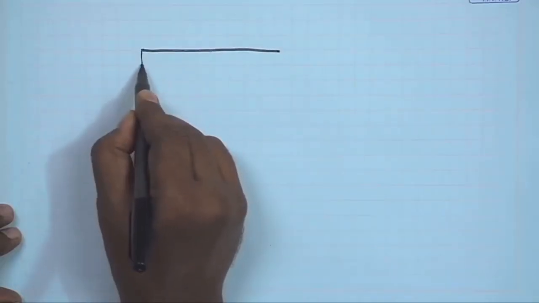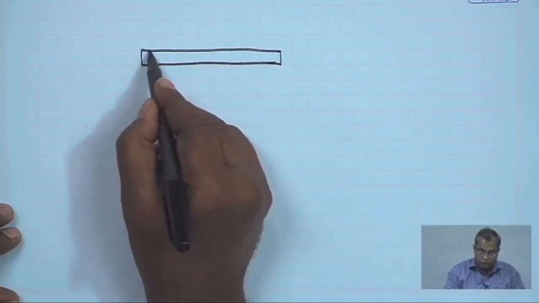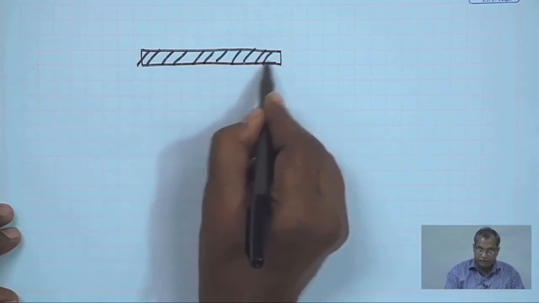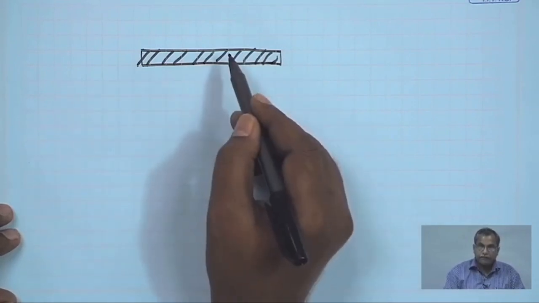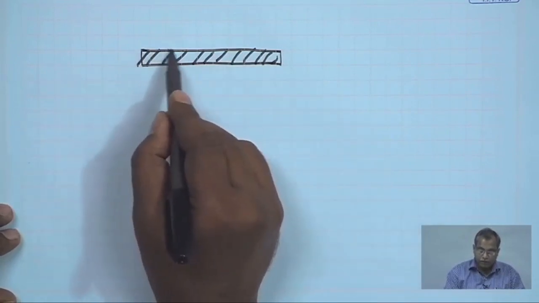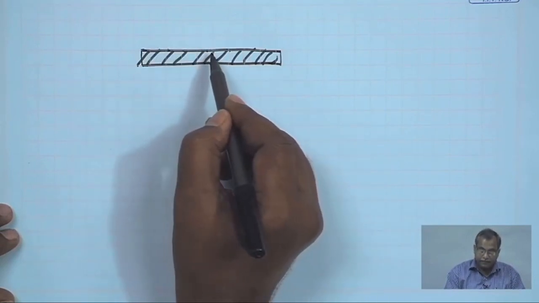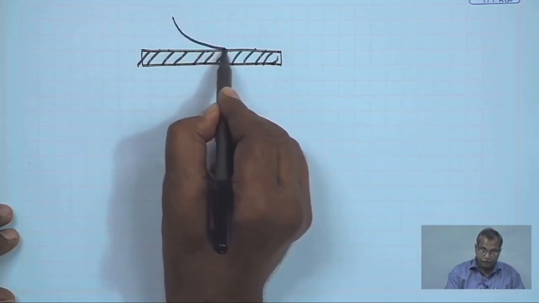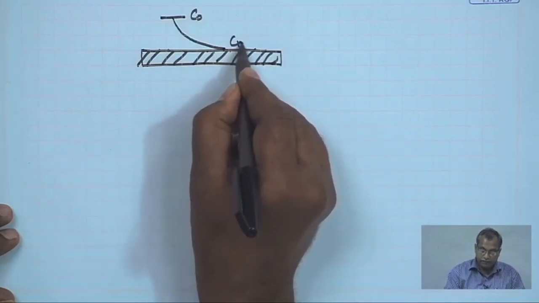In order to explain that, let us just look into an exploded view of what is happening over the membrane surface during a separation process. In a membrane process, it is a pressure driven process, so solutes will be accumulated over the membrane surface. There will be a gradient of solute over the membrane surface, starting from concentration in the feed, C naught, to membrane surface concentration, C m.